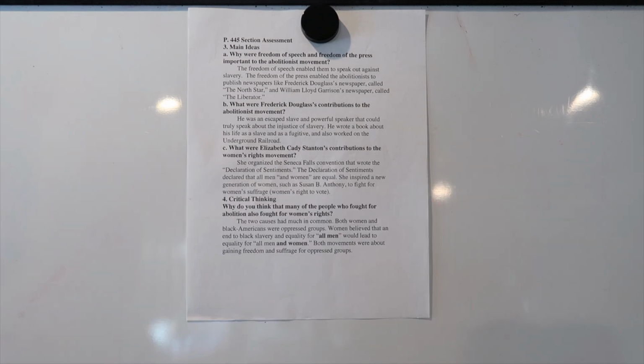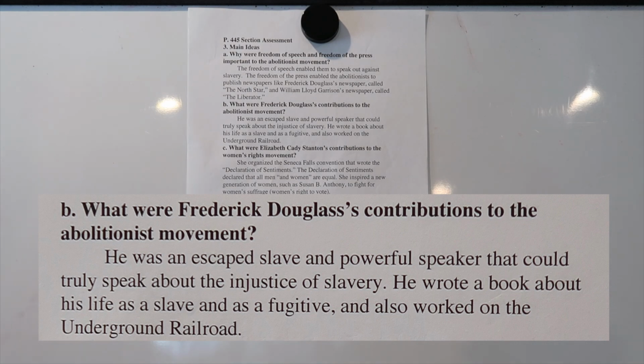On letter B, what were Frederick Douglass's contributions to the abolitionist movement? And a good answer would be he was an escaped slave and a powerful speaker. We talked about how he had to write that book about his life as a slave and became a fugitive again. And he was also instrumental in helping people through the Underground Railroad.